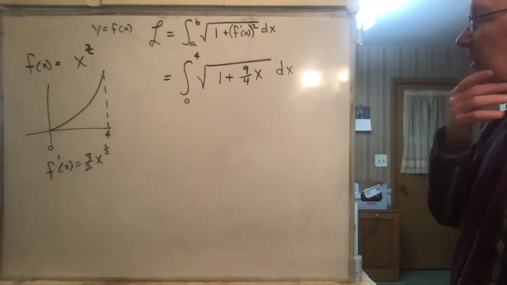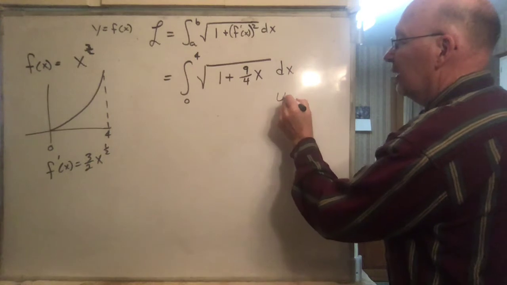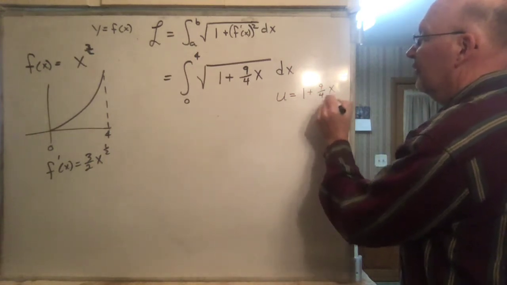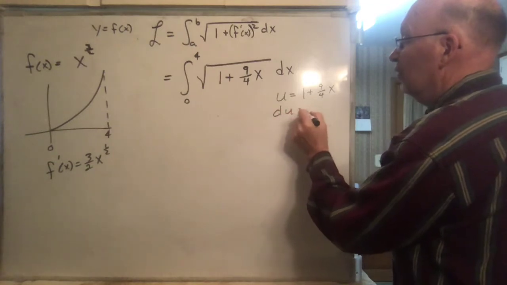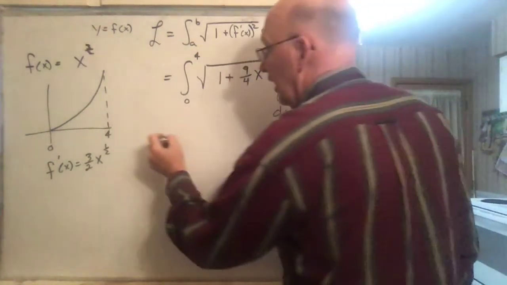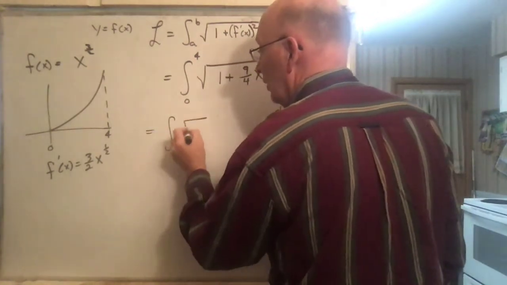And now we have to integrate that. How do we do it? I think this is a case where we can make another substitution. We can let u be equal to 1 plus 9/4 x. du is going to be 9/4 dx. And let's see what happens. It's going to become the square root of u.